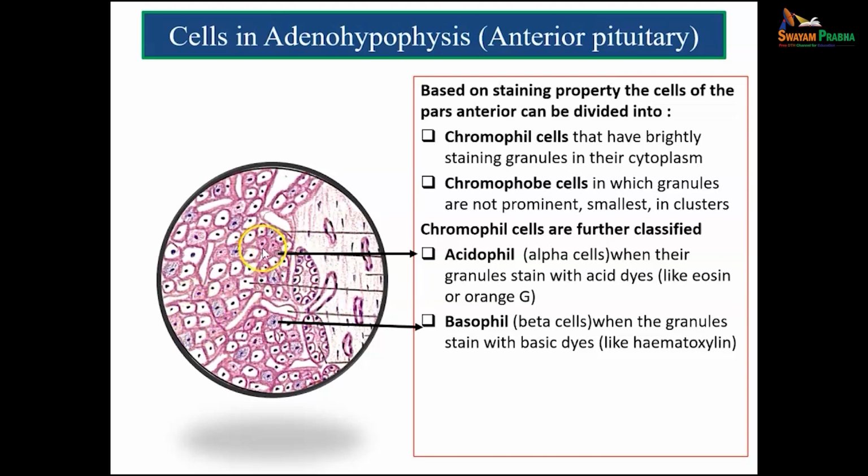The chromophil cells, depending on the types of dyes they absorb, have two groups: the acidophils, also called alpha cells, where the granules stain with acid dyes like eosin, orange G, etc. Whereas basophil cells, also called beta cells, where the granules stain with basic dyes like hematoxylin.